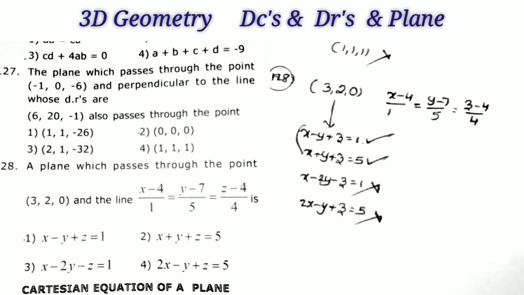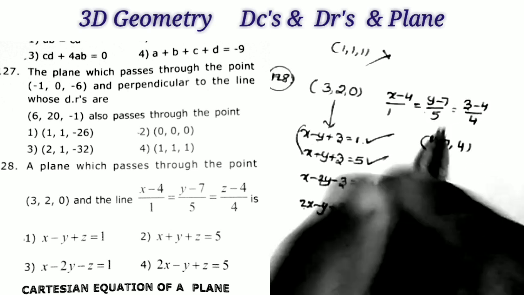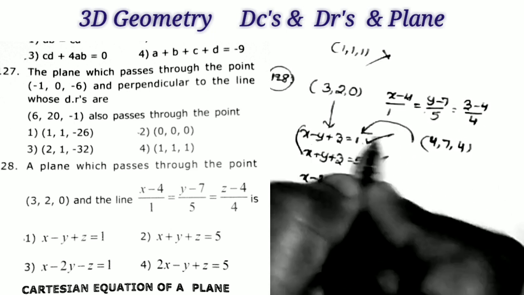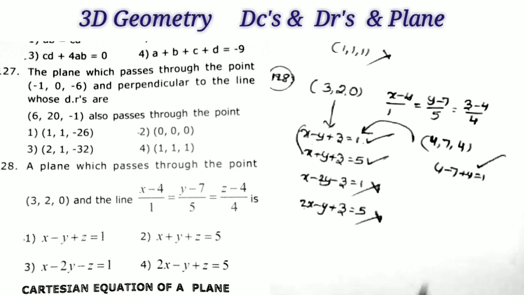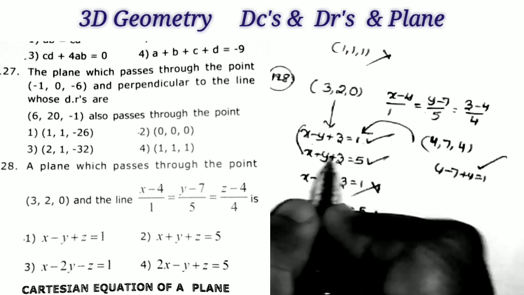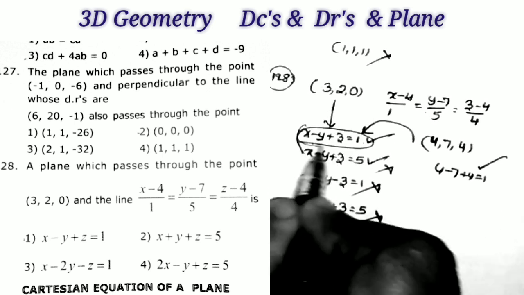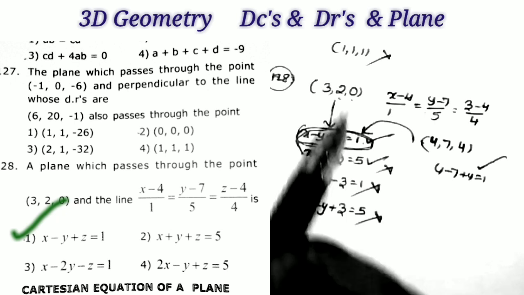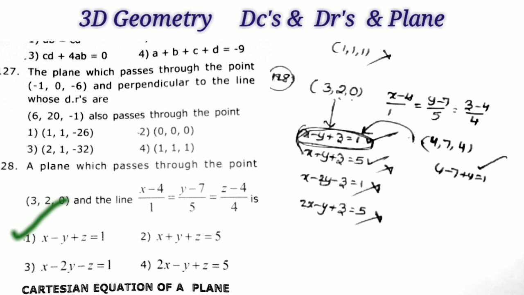Now how to find what is the correct answer? Now what is the point on the line? 4 comma 7 comma 4. Point on the line is equal to 4 comma 7 comma 4. Again checking this point also, that is 4 minus 7 plus 4 is equals to 1. Yes, this is the right answer. Now replacing that point here, 4 plus 7 plus 4 which is not equals to 5. This is the only plane which is satisfied by both of the points. Yes, this is the correct answer. So answer is the first option. That's all. Very easy question, just doing the verification.